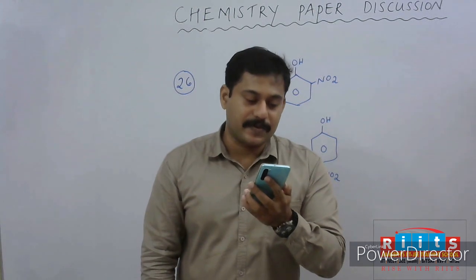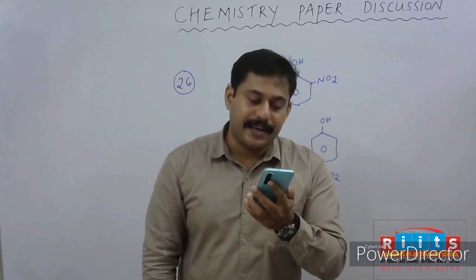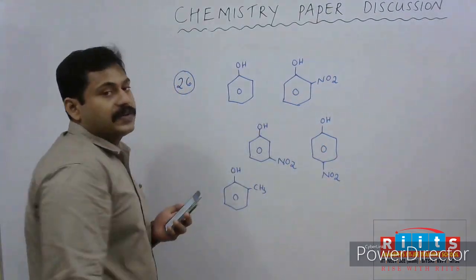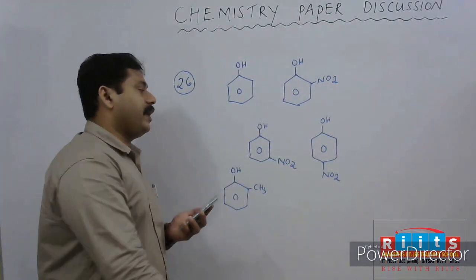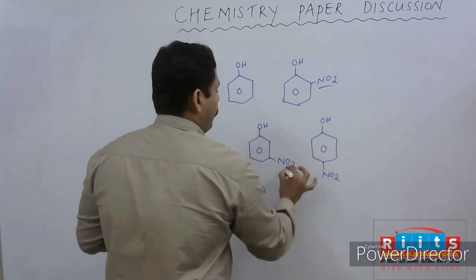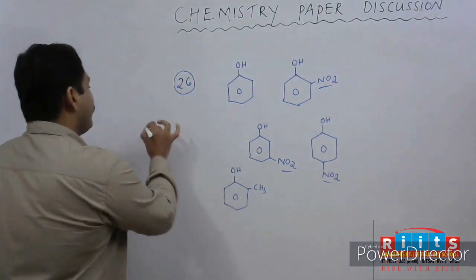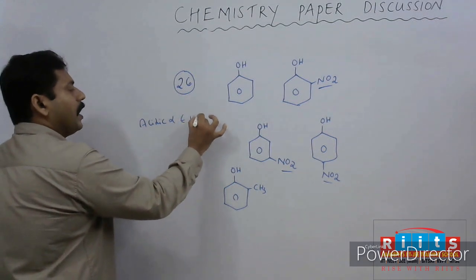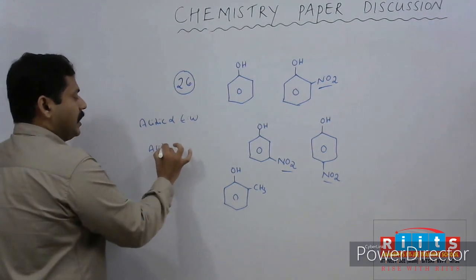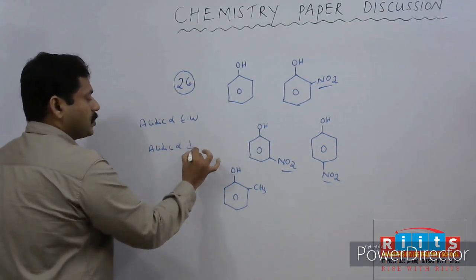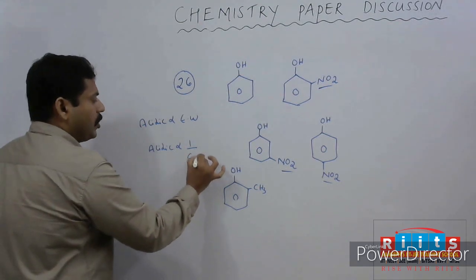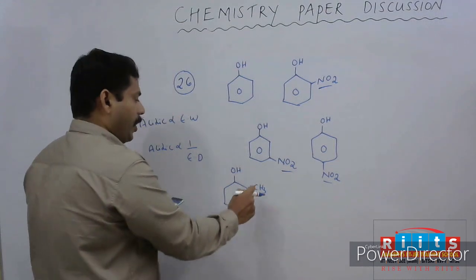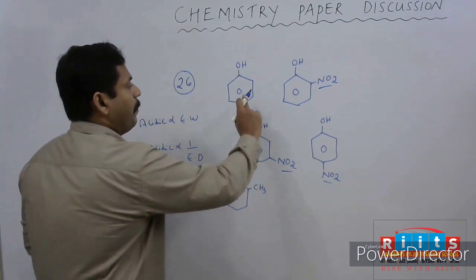Okay, let's discuss question number 26. The correct increasing order of acid strength they are asking, right? So we know that phenol is the reference. We are putting two types of groups there. First one is NO2, they are electron withdrawing only. So acidic character of phenol is directly proportional to electron withdrawing groups, and acidic character of phenol is inversely proportional to electron donating groups, right? So we know that this is an electron donating group only. So definitely it will be least only.